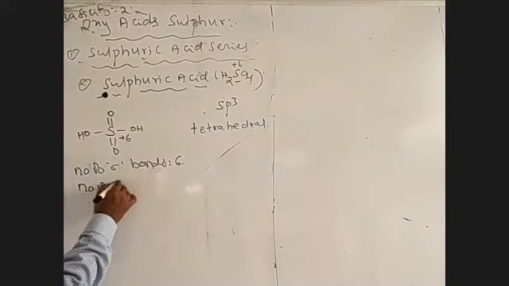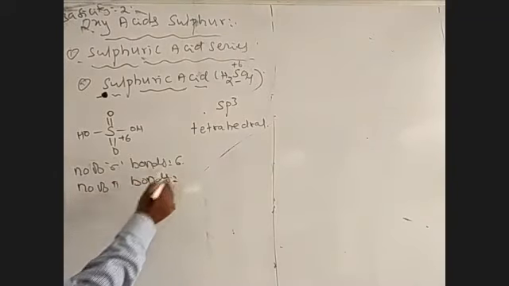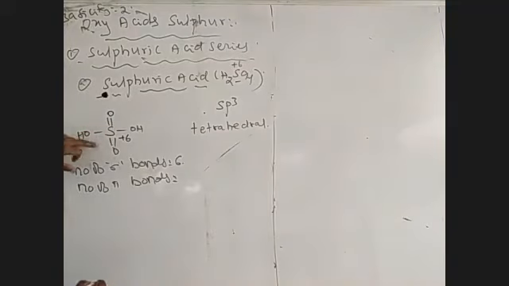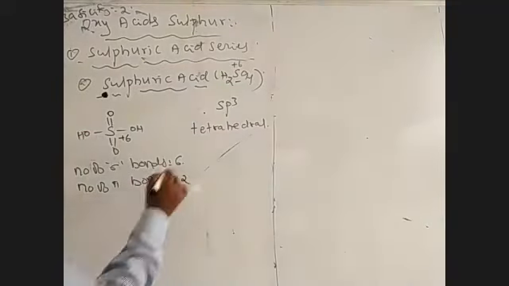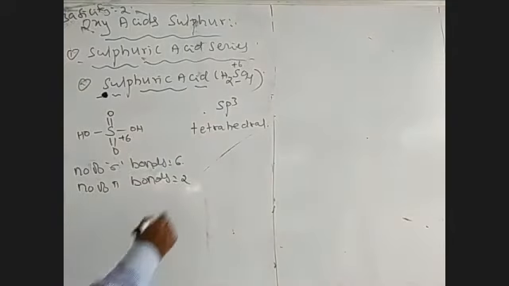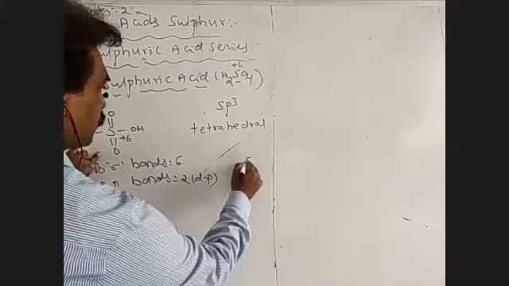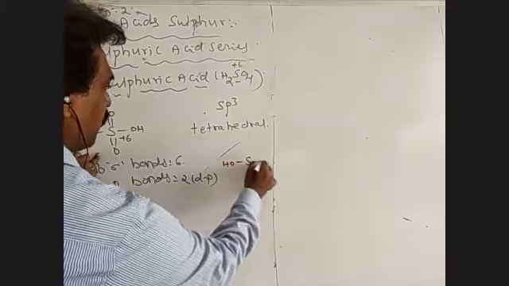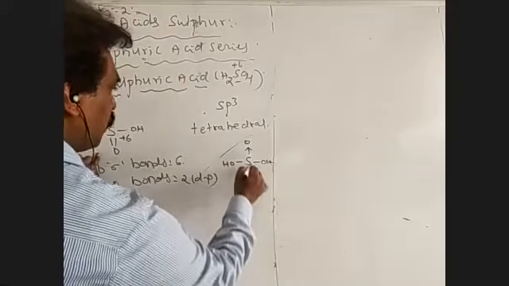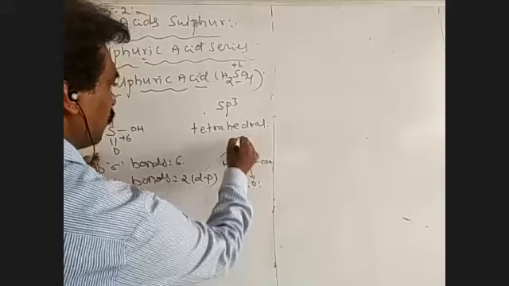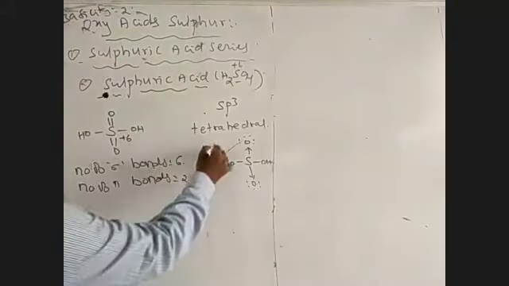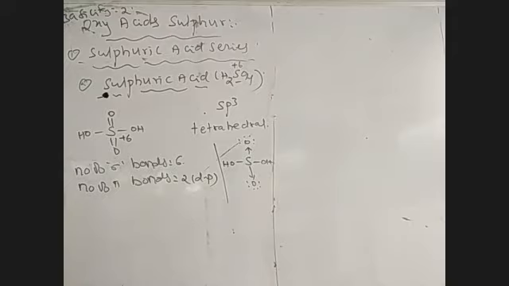The number of pi bonds: in multiple bonding, one of the bonds is a sigma bond, and the remaining bonds are pi bonds. Two pi bonds exist. These pi bonds are formed by d pi-p pi overlapping only. In the modern concept, the double bonds are also considered as dative bonds, so H2SO4 contains two dative bonds.